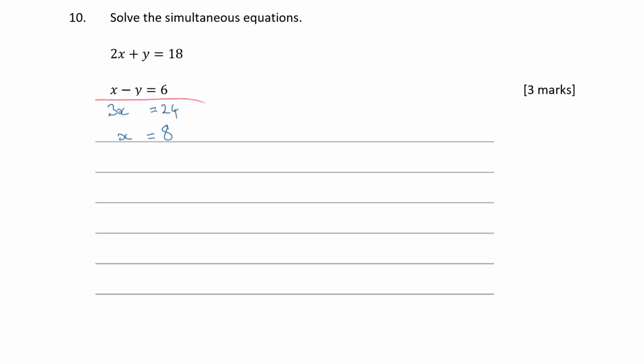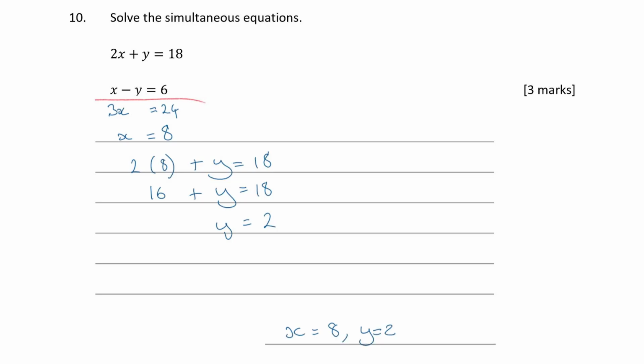X is 8. Okay, so then I can just substitute that back into one of my original equations. Let's take the first one. So 2 lots of 8 plus y is equal to 18. So 16 plus y is 18. That gives me y is equal to 2. Then doesn't 18 take away 6? So my two answers then are x is 8 and y is 2.